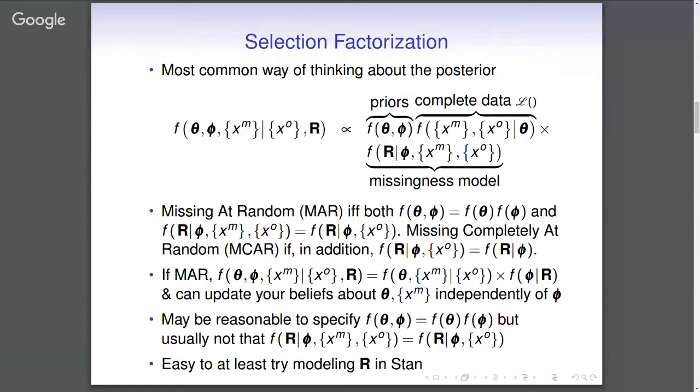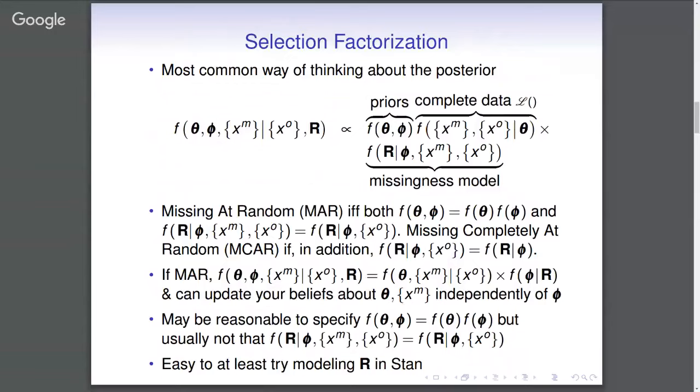The missing data literature is plagued by some ridiculous acronyms that you just have to learn. One is missing at random, or MAR. We say a data generating process is missing at random if two things are satisfied. One, the priors on theta and phi are independent of each other, in which case we can just write them as a product of two densities. And two, the missingness model for R conditional on phi, XM, and XO simplifies to a model for R given phi and XO only.